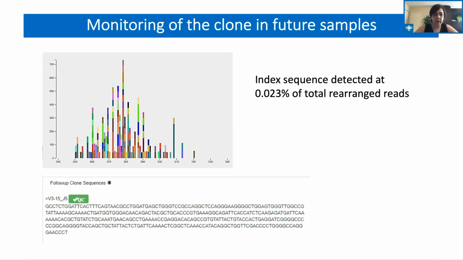So in this case, for example, the sequence that we were looking for that we characterized at the time of diagnosis was present in this sample in about 0.03% of the total rearranged reads.